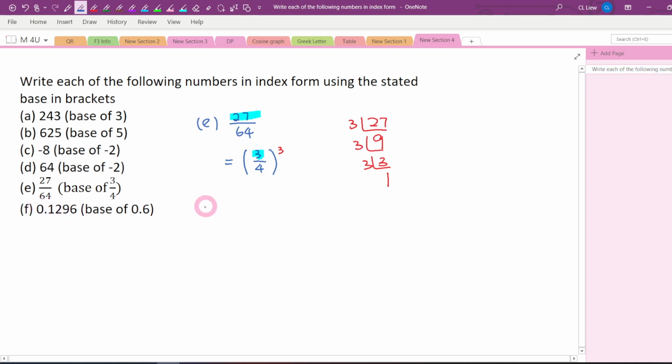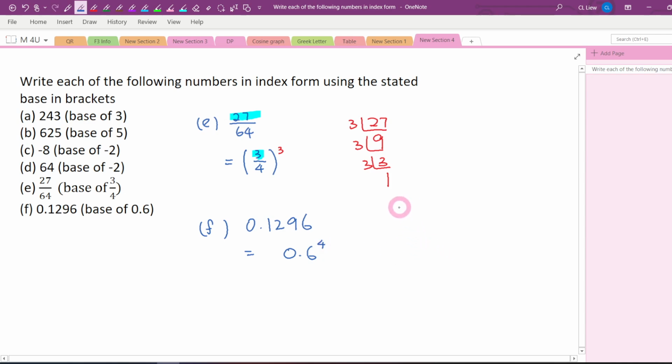Now let's try the last one. F. 0.1296. The base is 0.6, so to the power of something. Before calculating, I know it's actually equal to 4. Why? Because it has 1 decimal place, so multiply with itself how many times so that you get 4 decimal places? Definitely this will be repeated 4 times, right? So that you will get 4 decimal places, it is equal to 4.